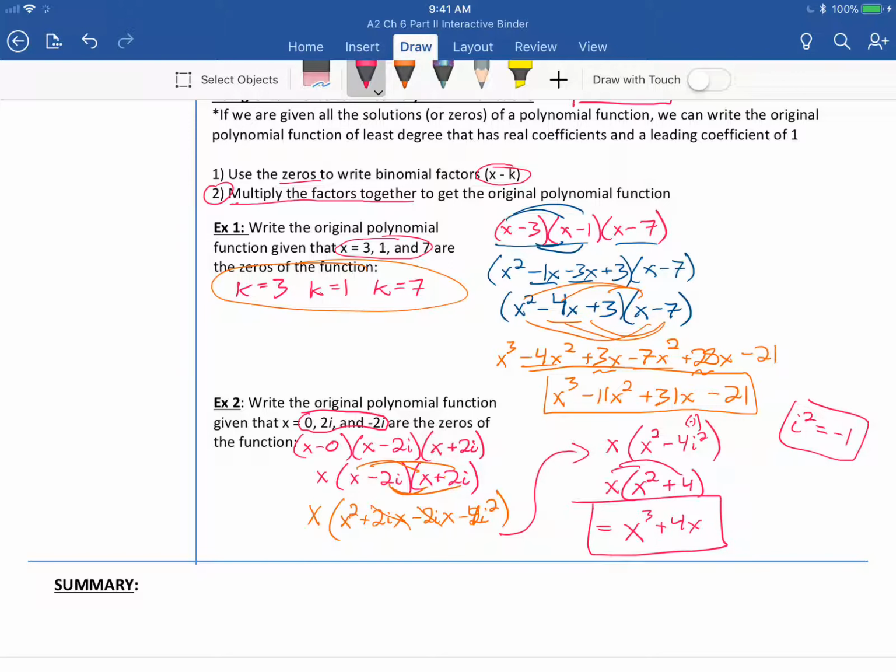So today the new stuff is looking at what your zeros are, what binomials you have, these x minus k's, and then you just FOIL them together, multiplying them as you go.